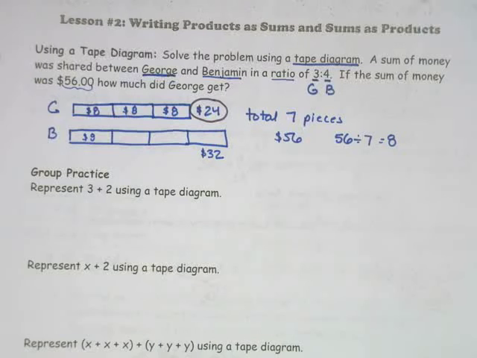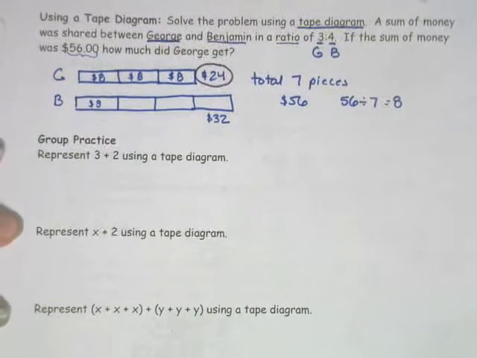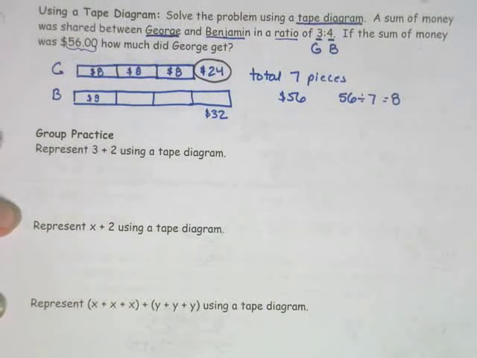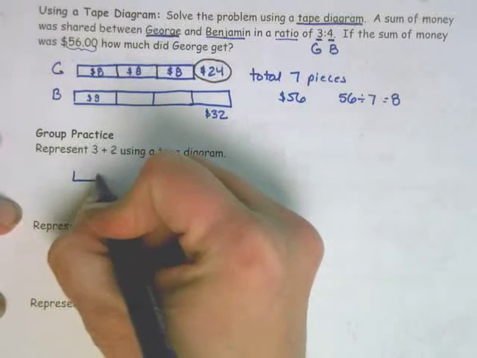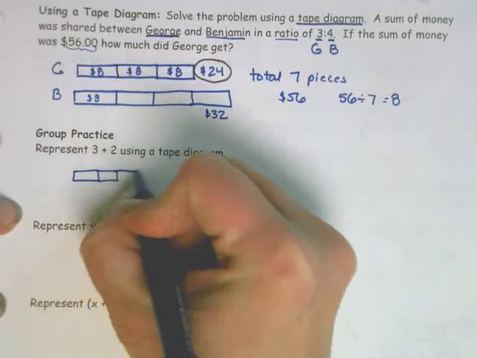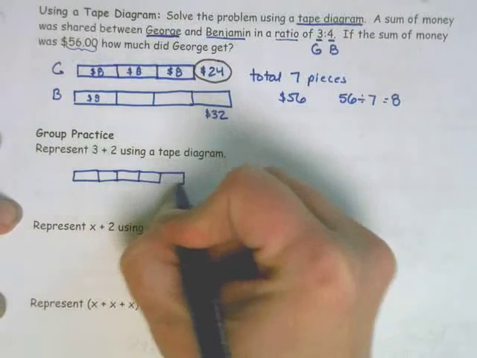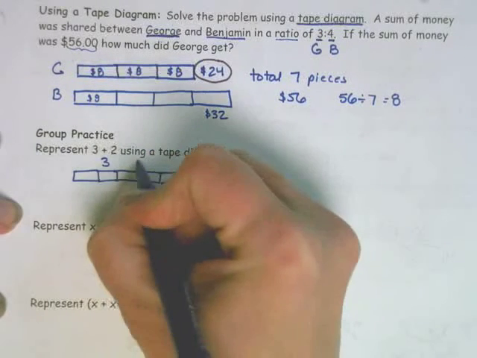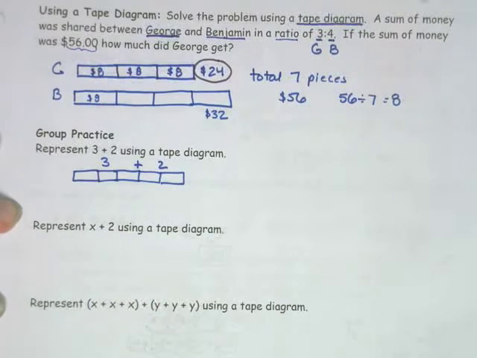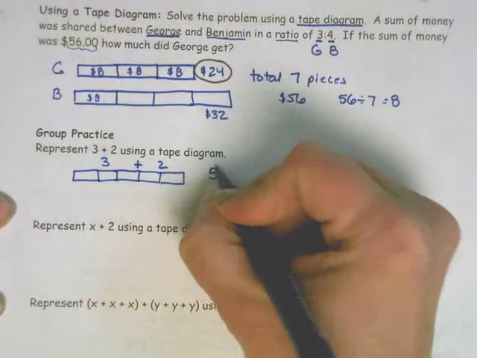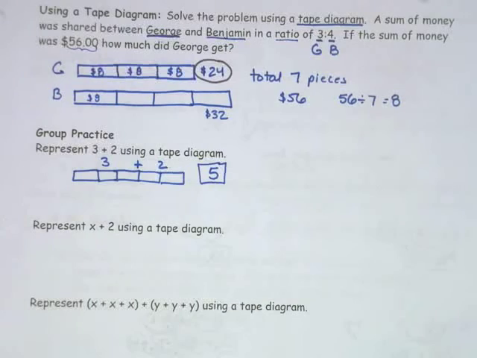So we're going to show you how you can use tape diagrams for a couple of other things too, and some of these are super quick. If we just wanted to represent 3 plus 2 using a tape diagram, well, you'd have 3 pieces of tape, and you'd add on 2 pieces of tape, and you'd have 3 here plus 2 here. And what would 3 plus 2 be? That would equal 5. Right? That would be our simplified expression for that one.